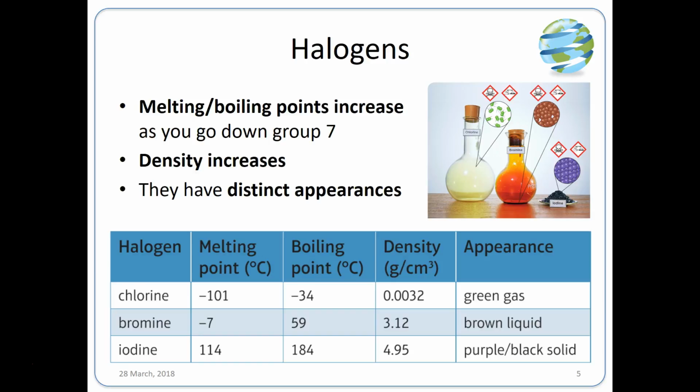So as you go down the group, they have increasing melting and boiling points. The density also increases, so this makes sense as well. If we're going from gas to liquid to solid, we would therefore expect the particles to be more densely packed together. The 3 listed here, chlorine, bromine and iodine, also have distinct appearances, and for the GCSE specification at Edexcel, you must be aware of their appearance. So chlorine exists as a greeny yellow gas, bromine as a brown liquid, and iodine as a purple black solid, and you can see that in the diagram here.